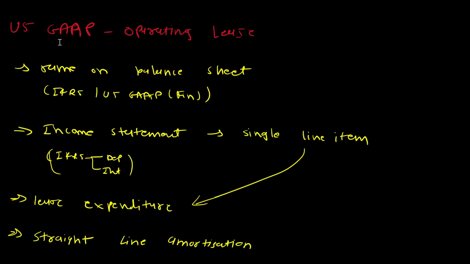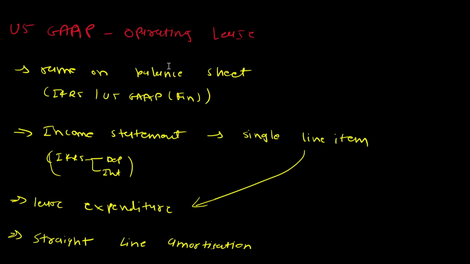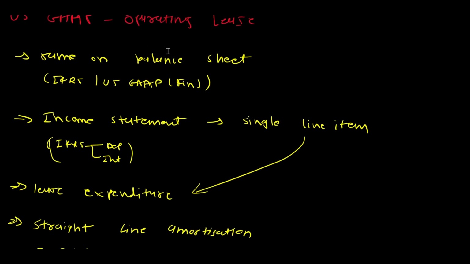Then comes the US GAAP operating lease. Same on the balance sheet as IFRS and US GAAP. Operating lease is the same. You need to show the asset and liability both, but the income statement will show a single line item as a lease expenditure.